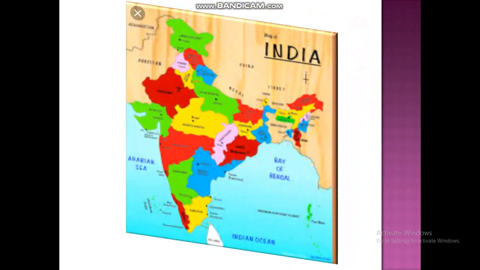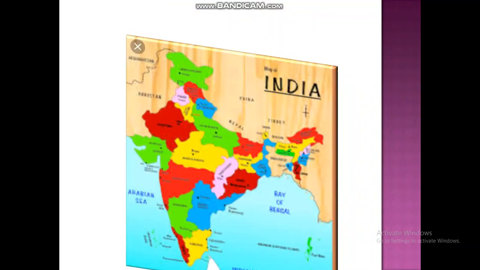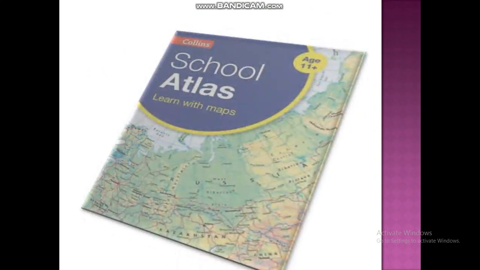Maps are very handy. They can be folded or rolled and kept anywhere. Maps can be included even in books. Therefore, maps have become very popular. There are books that contain only maps. Such a book of maps is called an atlas. Atlases give us a lot of information.